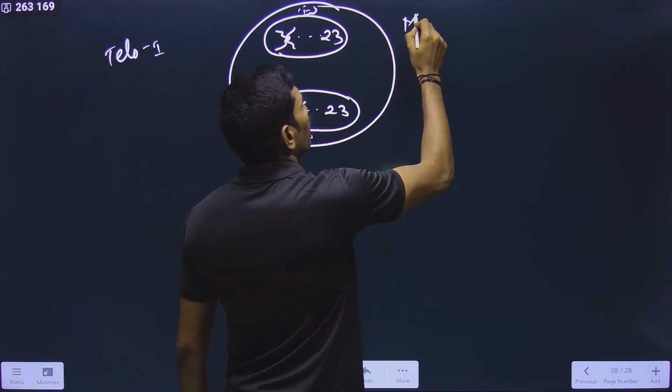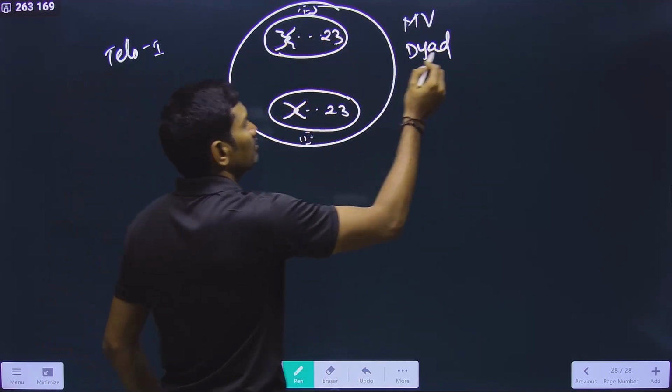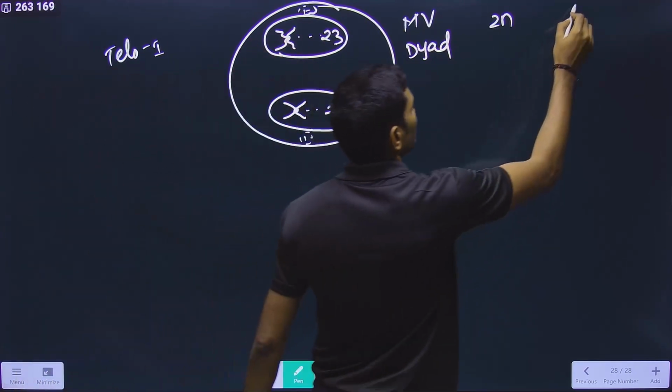What are these? Monovalent dyad chromosomes. For the complete cell, if you see 23 plus 23, it is 2n. 46 is 2n. And the C value will be 4C.